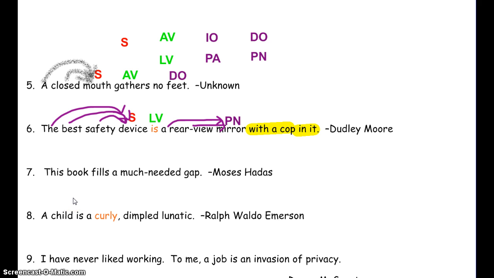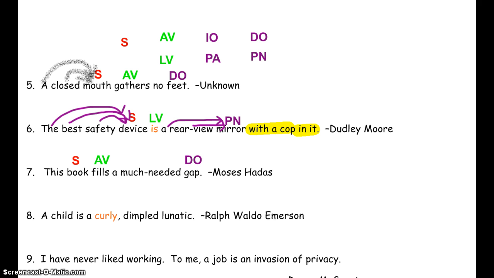This book fills a much needed gap. I don't see any prepositional phrases there, so now I'm going to look for my subject. Book is a subject. What does the book do? It fills. Fills is an action verb. Fills what? Subject plus action verb plus do. The book fills a gap.